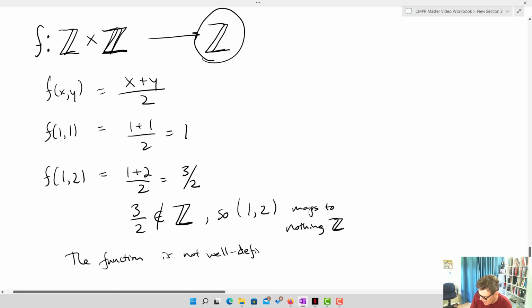So you can see we actually have to be really careful about matching up our domain, our codomain, okay, and our function to make sure that we actually preserve that kind of mapping.